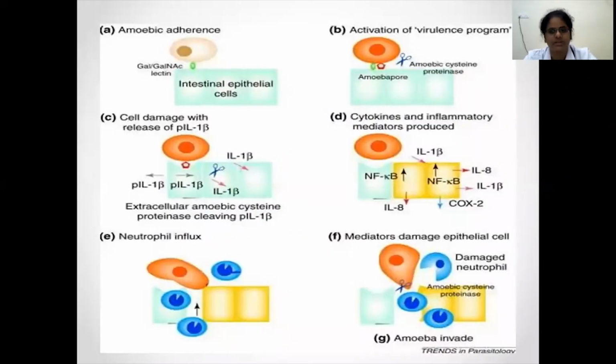This is a pictorial depiction of the pathogenesis. Initially, the amoeba will come and adhere to the intestinal epithelial cells, followed by activation of the virulence program. Then cell damage will occur with release of interleukin 1 beta, that is proteinase cleaving IL-1 beta. Following that, cytokines and inflammatory mediators are produced. Neutrophil influx will be there. Mediators damage the epithelial cells. The damaged neutrophils will be there, and amoeba will invade and become tissue trophozoites.